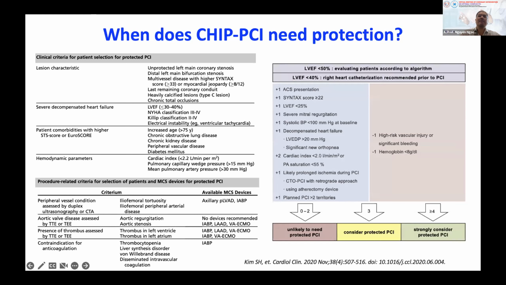And then we can combine everything into one score. You can see here, if the patient has some clinical feature, or heart failure, or hemodynamic factor, then you add one more point for that. If the patient scores only 0 to 2, there is no need for protected PCI. If the patient has a total score of 3, then you need to consider protection. And if the patient scores more than 4, protected PCI is strongly considered.